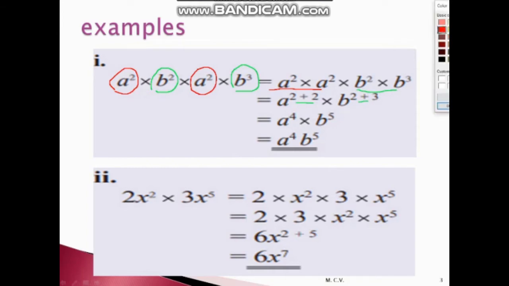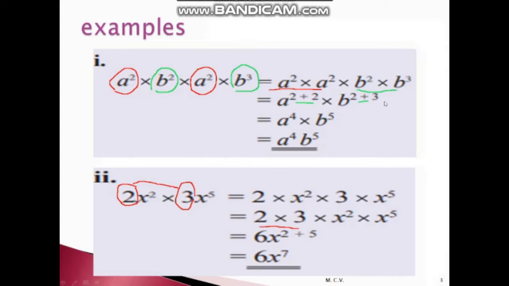Let's see the second example. First we have to multiply the two numbers together, 2 and 3. 2 multiplied by 3. And after that, write the powers. 2 into 3, 6. x to the power 2 plus 5, x to the power 7.